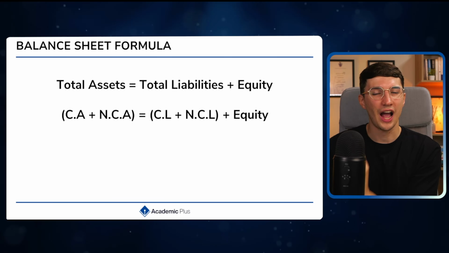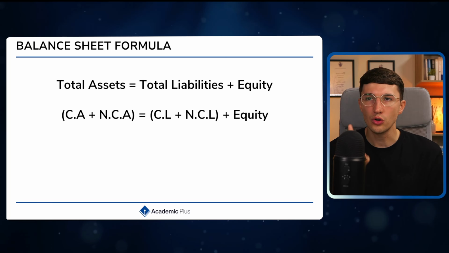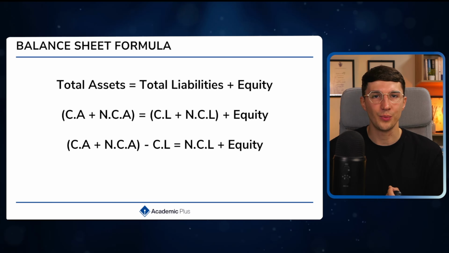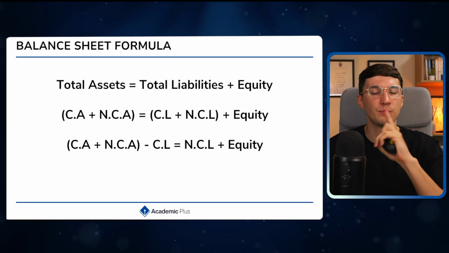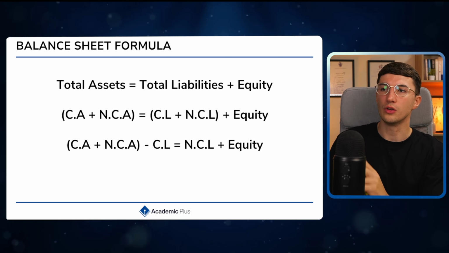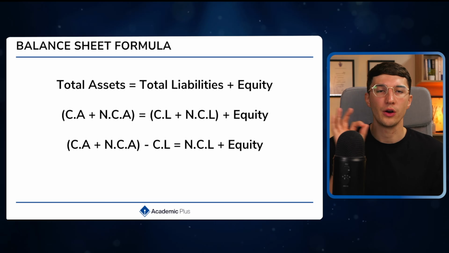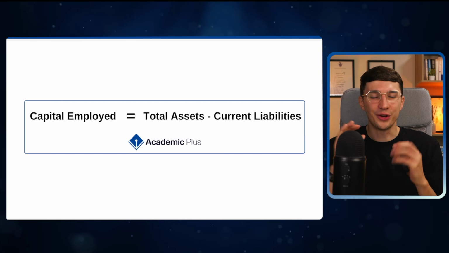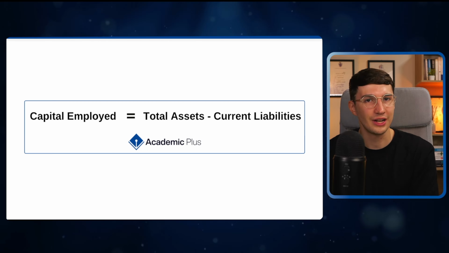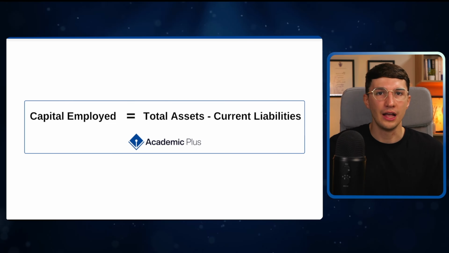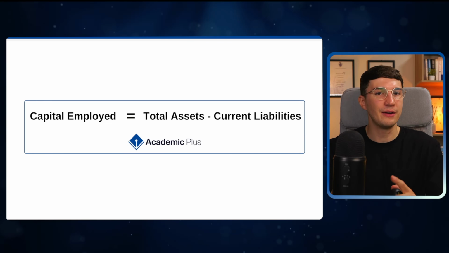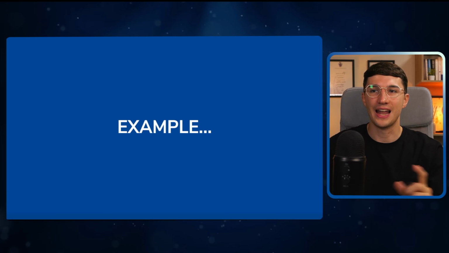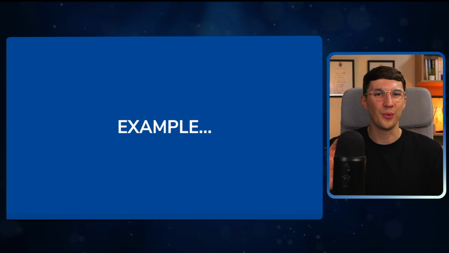Now, remember, we said your capital employed is equal to your non-current liabilities plus your equity. So all I want to do is rearrange this formula, because your non-current liabilities plus your equity is also equal to your current assets plus your non-current assets minus your current liabilities. So we can also write the capital employed formula as total assets minus current liabilities. What I would personally recommend is the main formula, that capital employed is equal to your non-current liabilities plus your equity. Now, let's take a look at an example of how we calculate this.